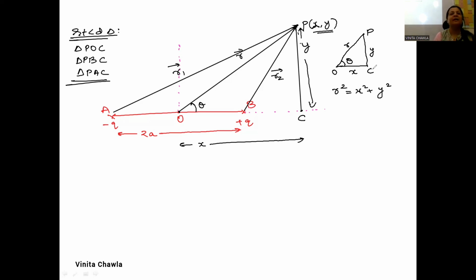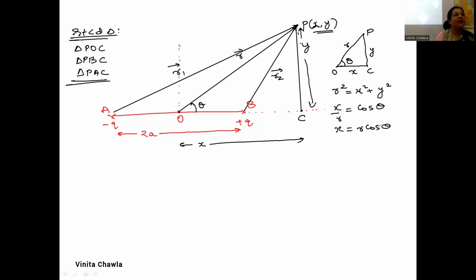See, we can also write X and Y in terms of R. How can we write X and Y in terms of R? In terms of cos theta, sin theta. Sin theta is perpendicular upon hypotenuse. Cos theta is base upon hypotenuse, right? So this X upon R is base upon hypotenuse. It is cos theta. So what is X? X is R cos theta.